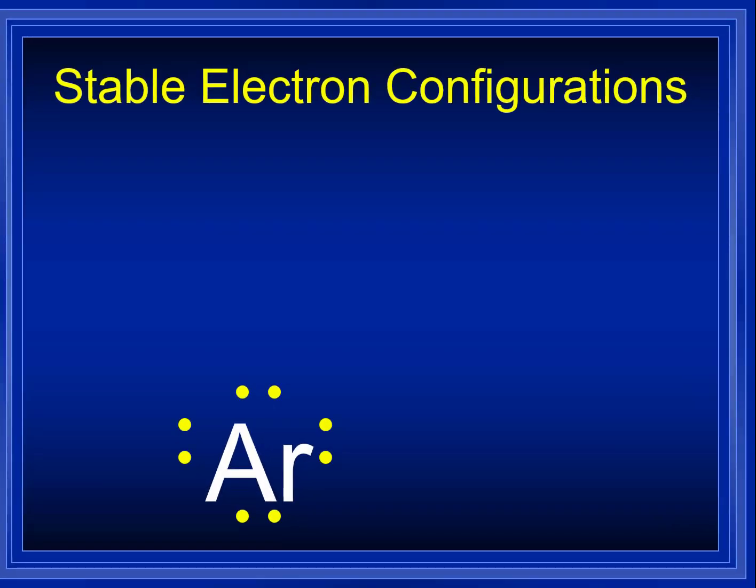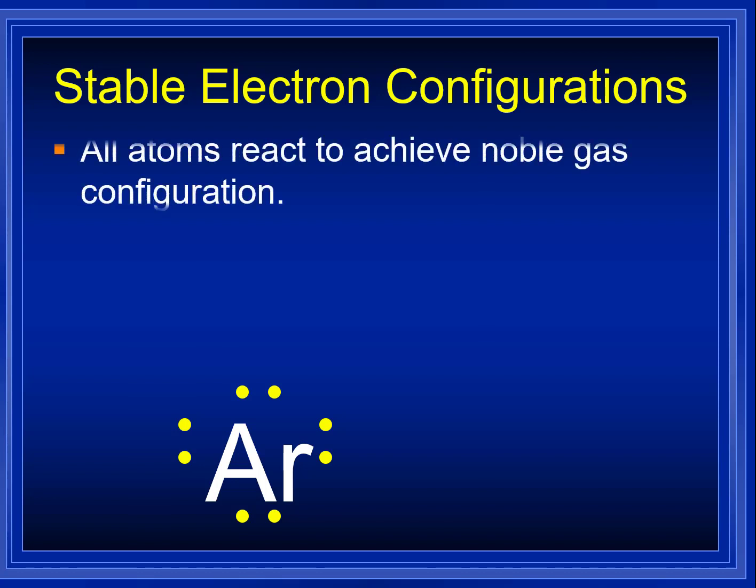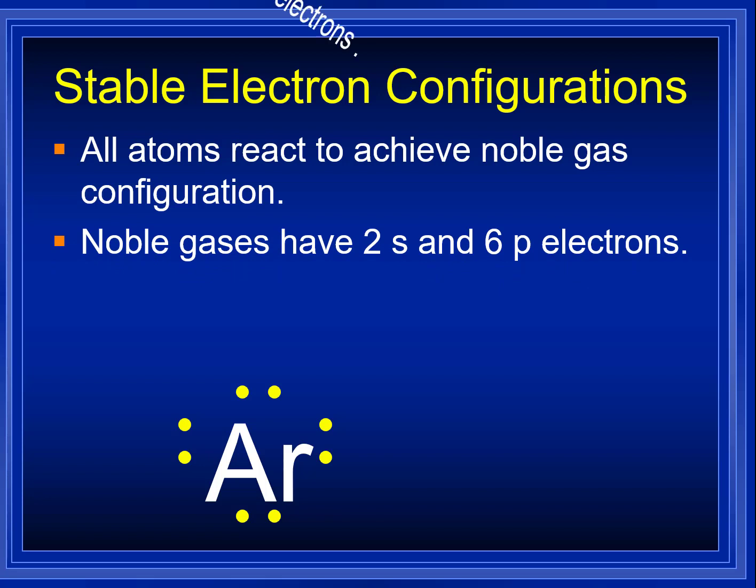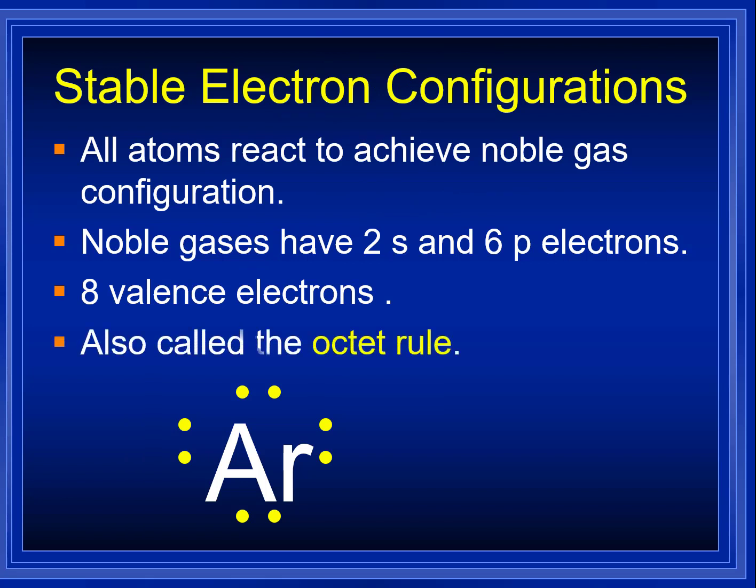Okay. Stable electron configurations. That means they store them in a barn. No, that's horses. Stable, unlikely to change. Stable electron configurations, noble gas electron configurations. Noble gases have 8 valence electrons. So they call this the octet rule. The octet rule says that atoms react to achieve noble gas electron configuration.